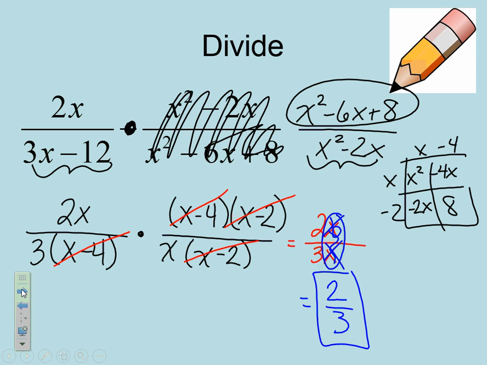So this idea of multiplying and dividing rational expressions, think about factoring, think about canceling factors or dividing factors out. That's a very important step, and then always make sure your final answer is as simplified as we can get.